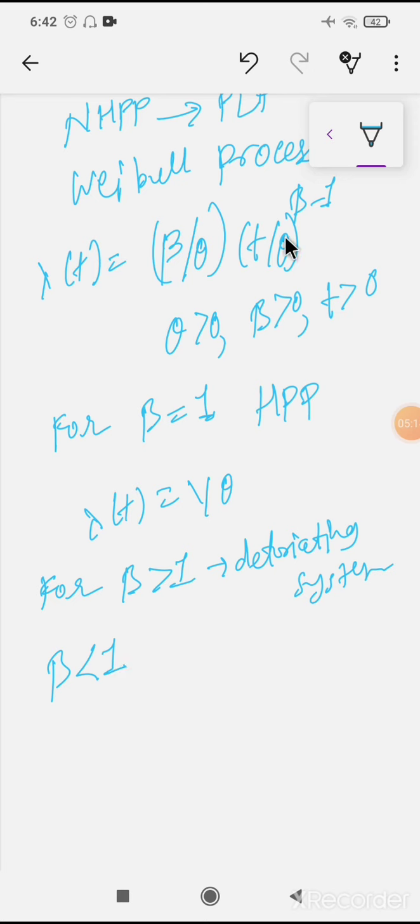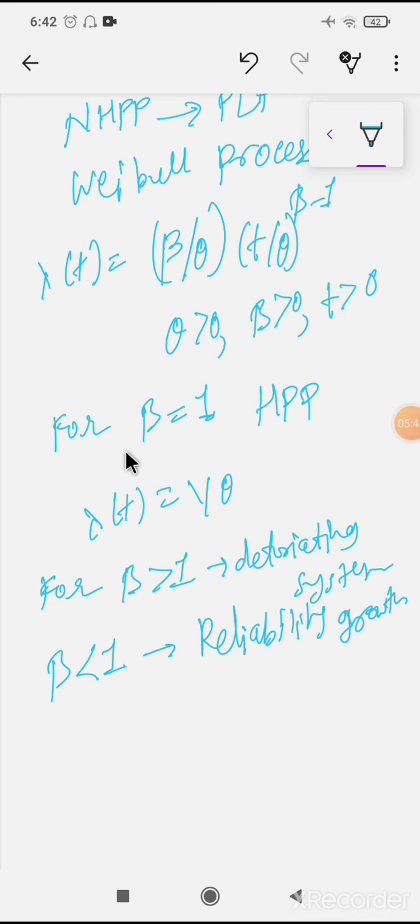While when beta is less than 1, it provides a model for reliability growth. When beta is less than 1, this term will reduce and the other term will be higher, so it will provide a reliability growth model.